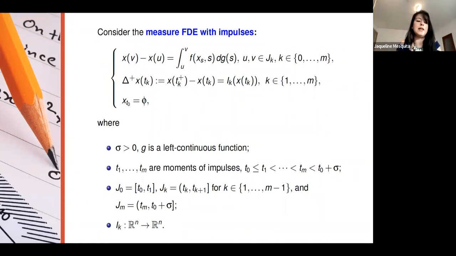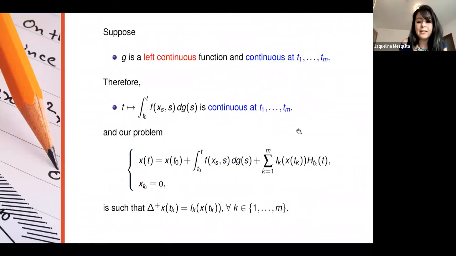We can have that measure functional differential equations can have a relation to measure functional dynamic equations on time scales, but we can also think here without delays, so we do not need to consider that. So here we have this type of equation, and if we assume that G is a left continuous function, and more than that, G is continuous at the moments of impulses, we can write this type of equation in an integral form given by this here.